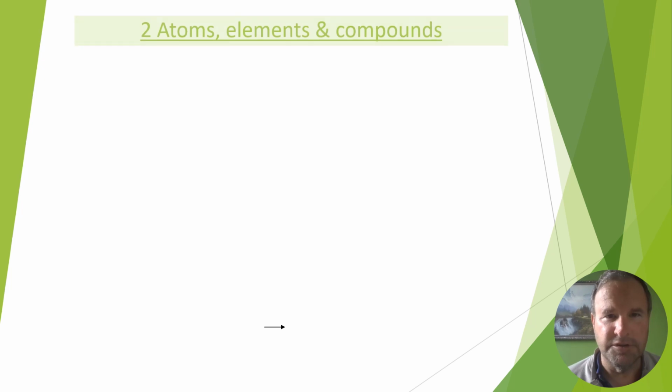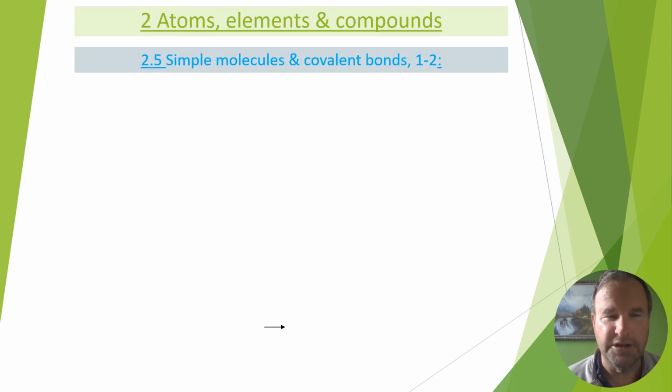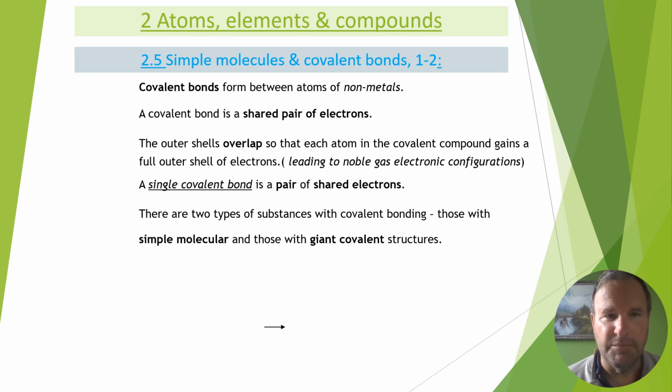Slide 2, some general knowledge and information you need to know. Covalent bonds form between atoms of nonmetals. A covalent bond is a shared pair of electrons. The outer shells overlap so that each atom in the covalent compound gains a full outer shell of electrons. This leads to a stable configuration of that of a noble gas.